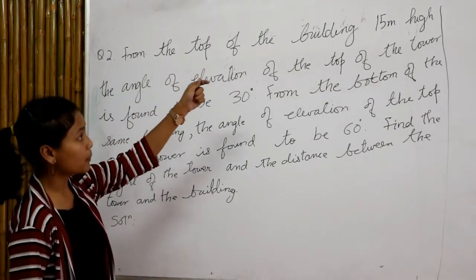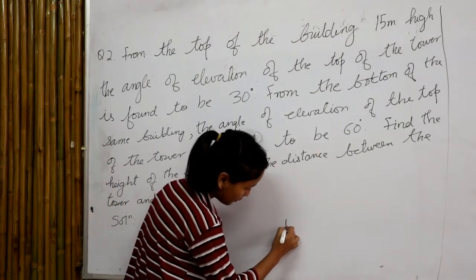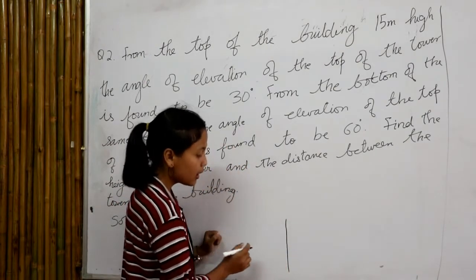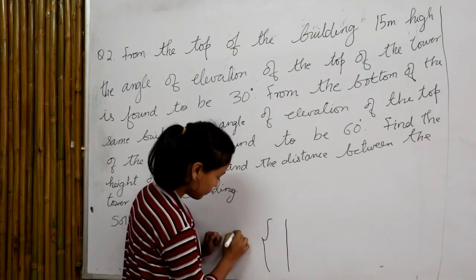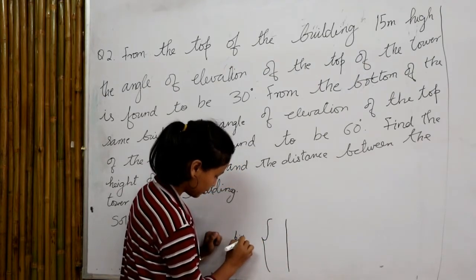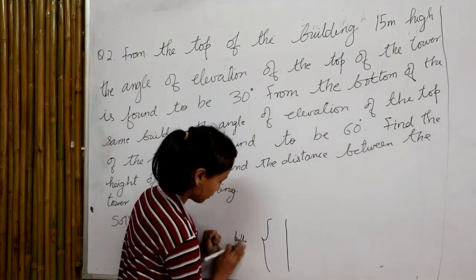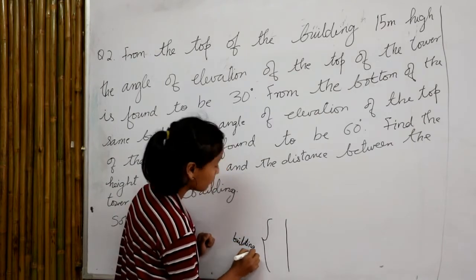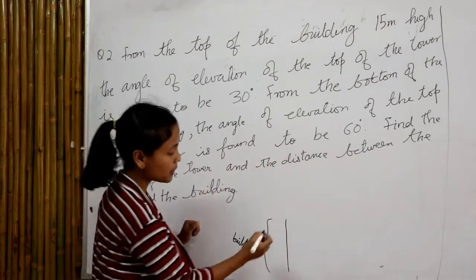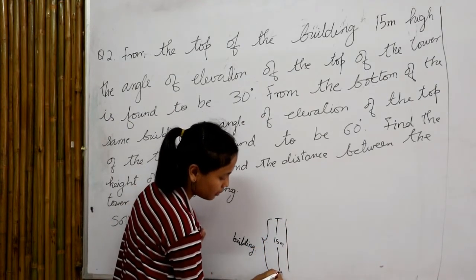From the top of the building 15 meter high. Let us first draw, suppose this vertical line. Alright, this is the building. Suppose this vertical line is a building, 15 meter high, which means the height of this building is 15 meter.